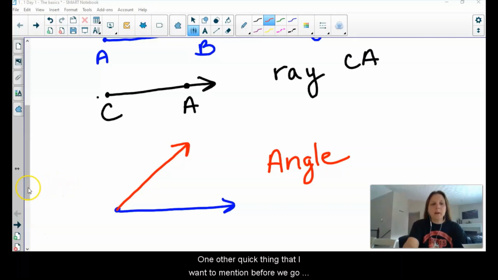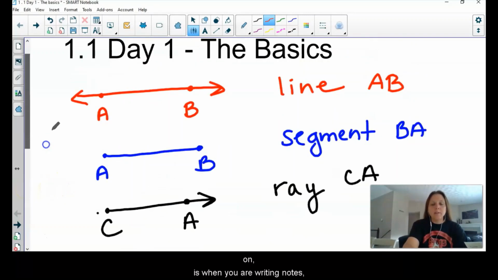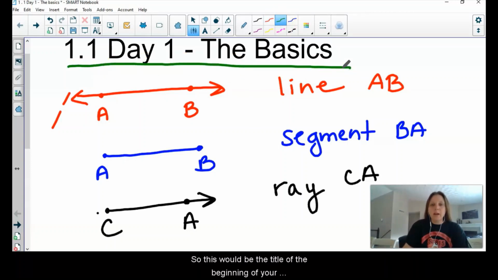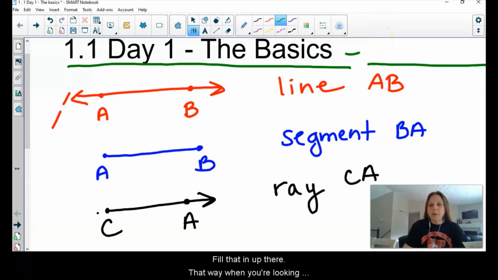One other quick thing that I want to mention before we go on is when you are writing notes, it's always a great idea to go ahead and title your notes. So this would be the title of the beginning of your notebook, and you want to probably put the date down. So go ahead and put today's date, fill that in up there. That way when you're looking back at your notes, you can kind of get an idea of when you took the note, what chapter you're looking at. So this would be chapter 1, section 1, the very beginning, and then you could just put today's date in this line.